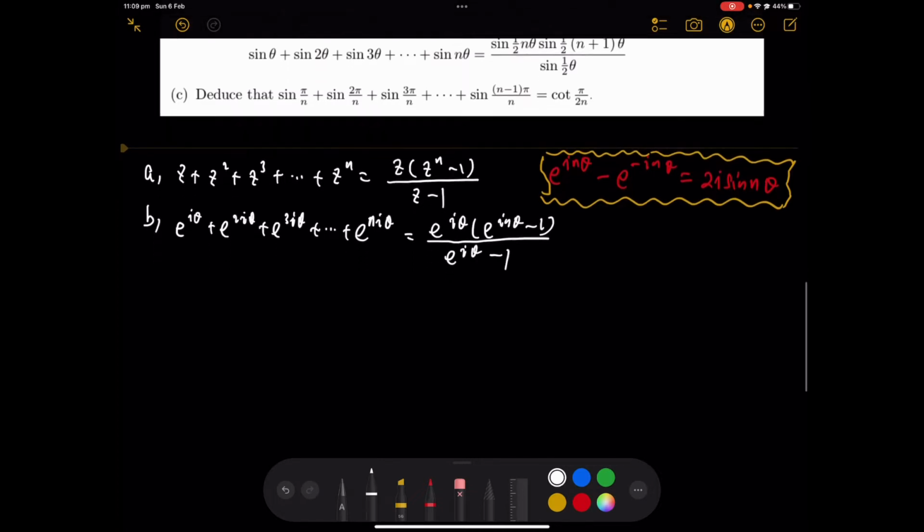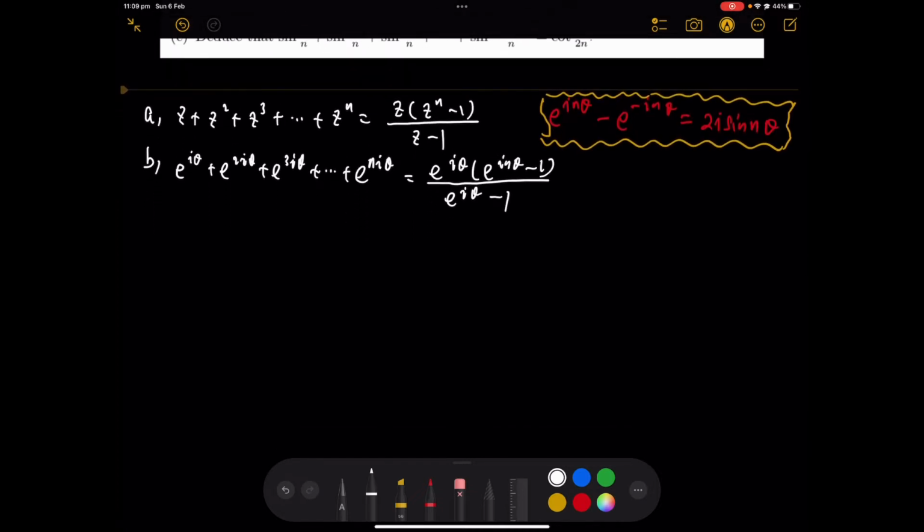So that's very important. We made it. But to be able to make sin θ, sin 2θ, we need e^(-inθ), but we don't have it at the moment. So I'm going to make my own one. I'm going to make Z^(-1) plus Z^(-2) plus Z^(-3) all the way to Z^(-n). So what's that equal to? That equals Z^(-1) times (Z^(-n) minus 1) over (Z^(-1) minus 1).